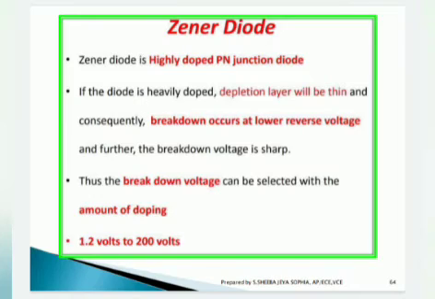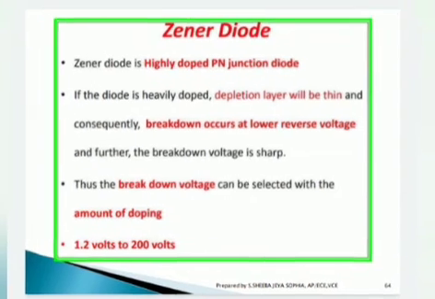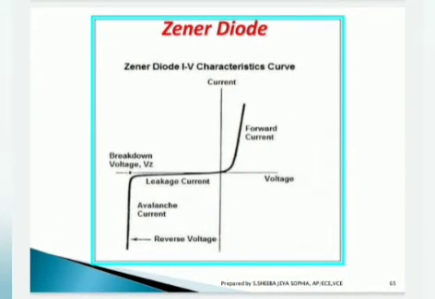If we increase the amount of doping, obviously the depletion layer will become so thin, and it breaks down at a very minimum reverse voltage, that is 1.2 volt to 200 volt. This is the VI characteristics of the Zener diode. You can see clearly here the forward current and reverse leakage current. The breakdown voltage here is very minimum, and it starts conducting at the earlier voltage itself, and this is also said to be avalanche current at reverse voltage.